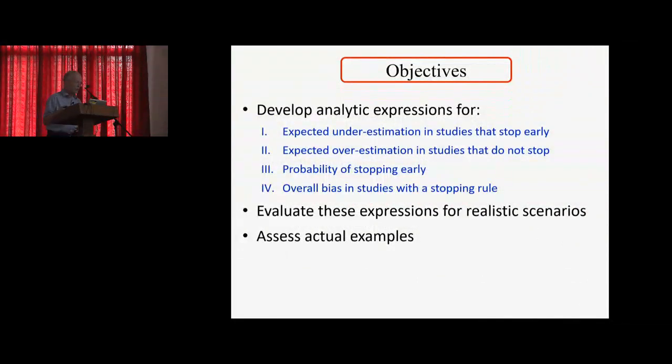So this is rather like what we did yesterday, but now in the context of futility. So we're going to actually look at some expressions for the underestimation in the studies that stop early, overestimation in the studies that do these interim analyses but do not stop. We're also interested in the probability of stopping like this, of course. That's an important administrative question. And we'd look at overall bias in studies with a stopping rule. So we can again set it up numerically to evaluate all of these things numerically for some realistic scenarios, typical sample sizes, for example, and then we can actually look at some examples in the literature.